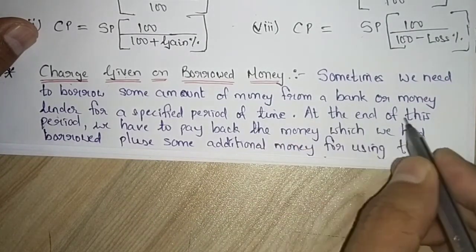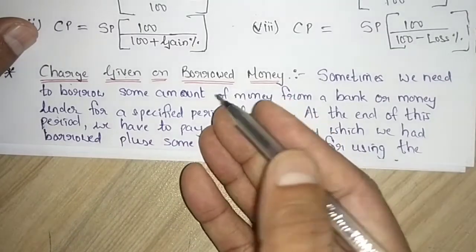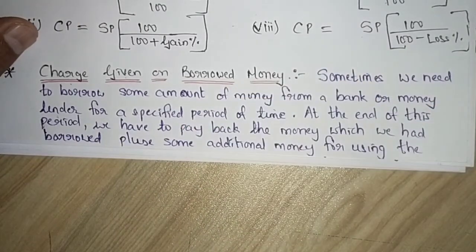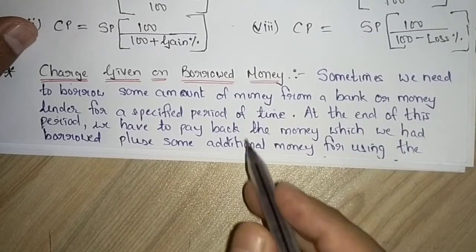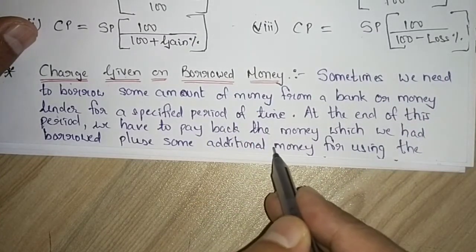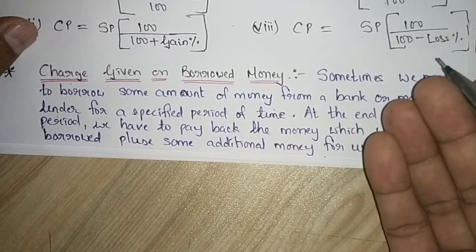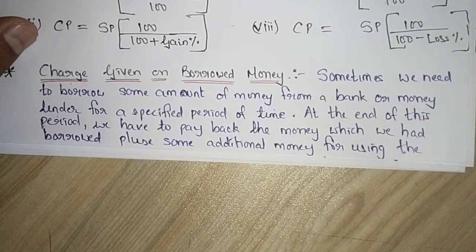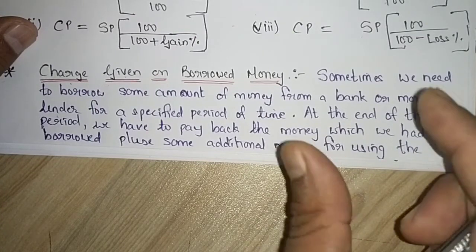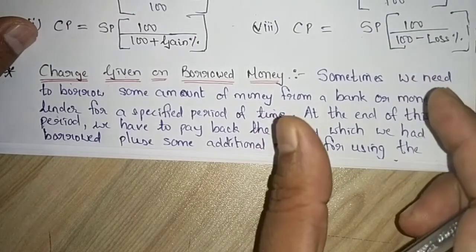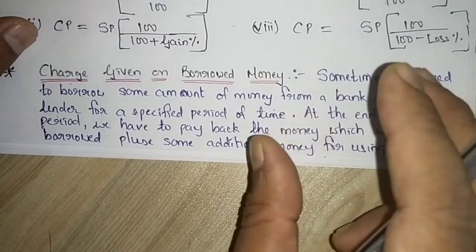So at the end of the period, I have to pay back the money which I have taken from the bank, and also the additional money for which the bank has lent me the money. That extra money is called interest, and the borrowed money, that is the 10 lakhs which I have borrowed, is called principal.